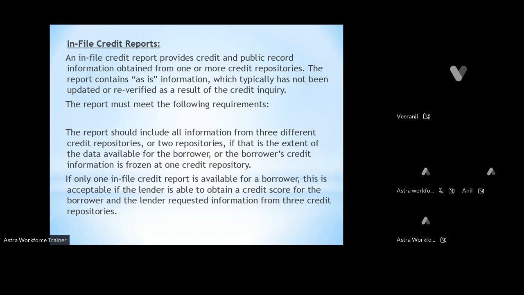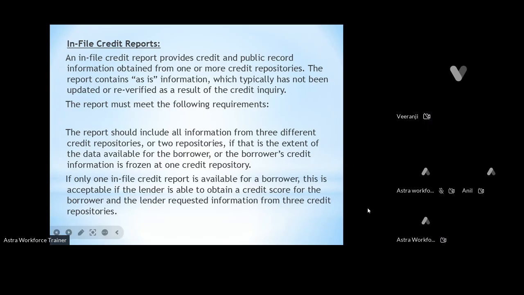Repositories. The report contains as-is information, which typically has not been updated or re-verified as a result of the credit inquiry. The report must meet the following requirements. The report should include all information from three different credit repositories, or two repositories if that is the extent of the data available for the borrower, or the borrower's credit information is frozen at one credit repository if only one in-file credit report is available for a borrower.